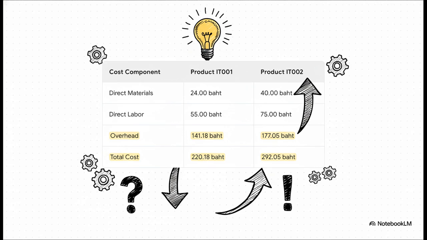And here we have it, the whole story. Just look at that overhead line. That's the game changer. The hidden cost per unit for product IT001 is about 141 baht, but for IT002, it's a staggering 177 baht. That one factor completely flips the script. The true total cost of IT002 is 292.05 baht, way more than IT001. Our first guess was completely backward.